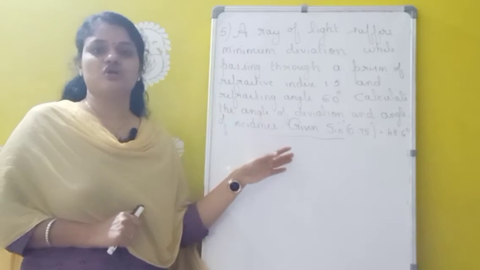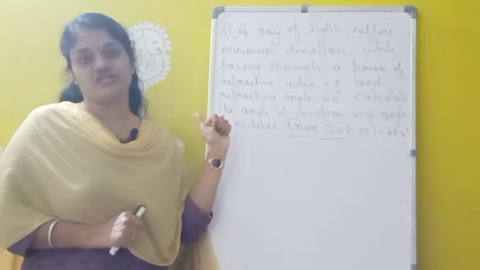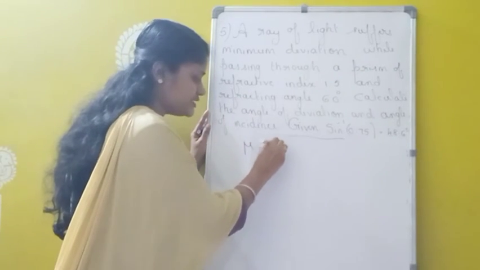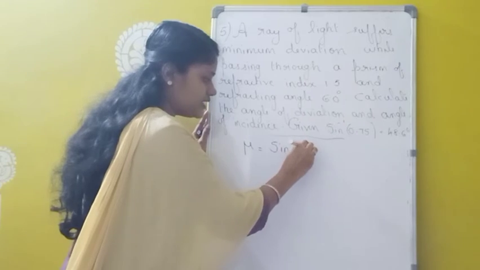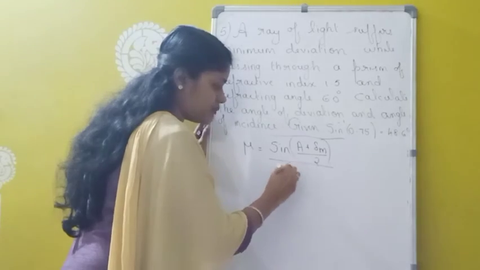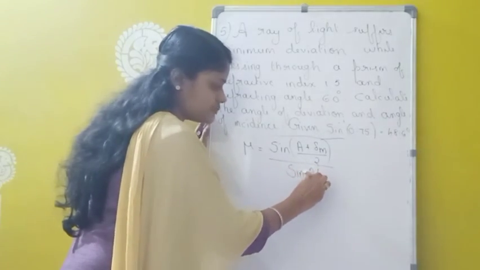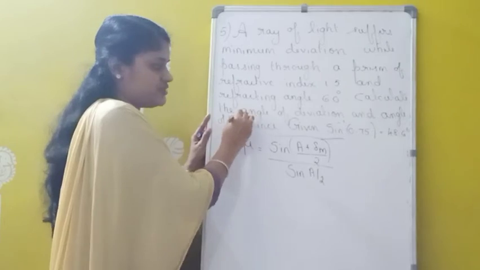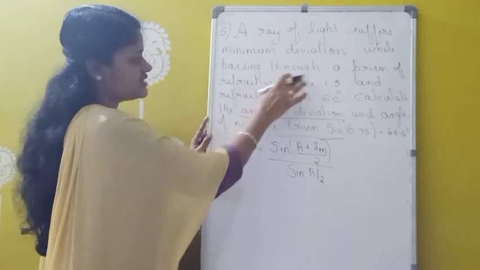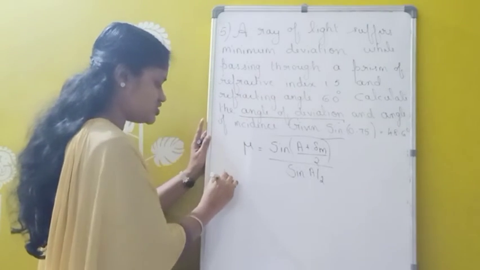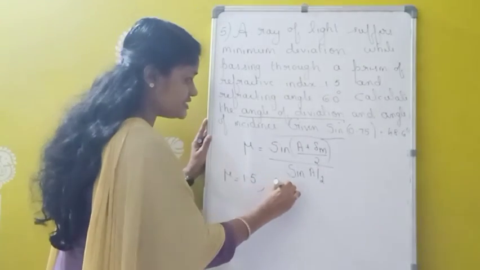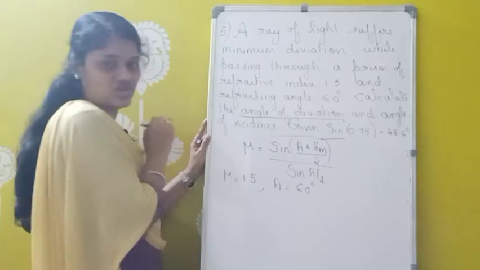Okay. So which formula can we use here? The prism formula. We already studied the prism formula. So what is the prism formula? We have mu equals sine of (A plus delta m) by 2, the whole divided by sine A by 2. Using this prism formula we can find the angle of minimum deviation. First of all, what data is given? The refractive index mu equals 1.5, and the angle of prism A is given as 60 degrees. These are the two values given here.